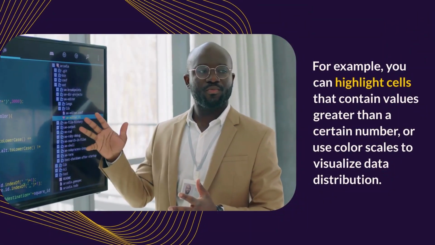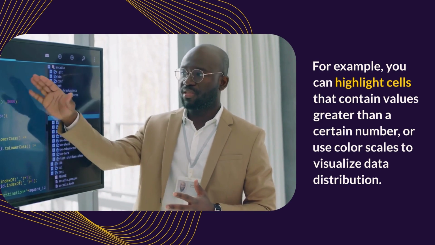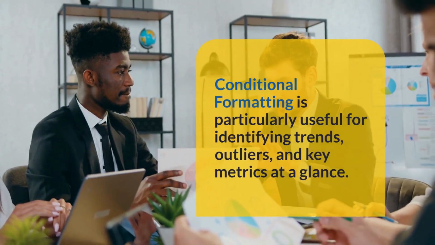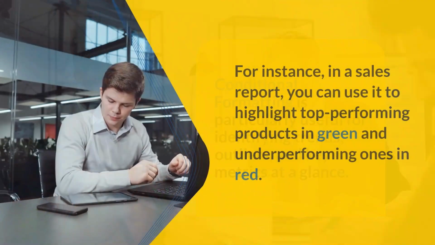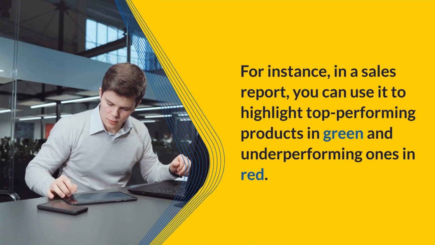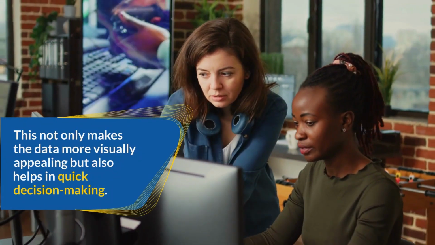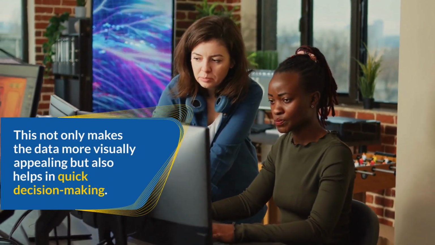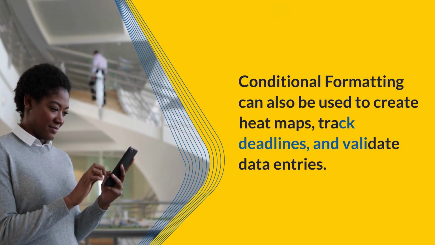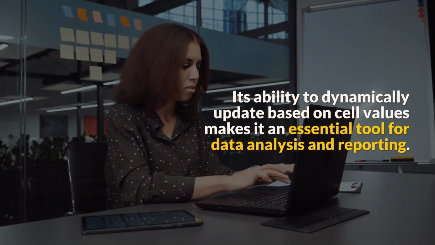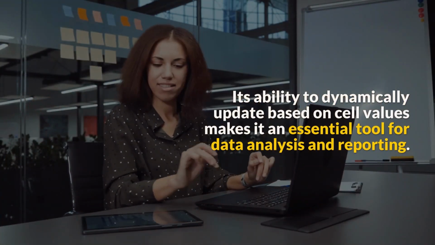For example, you can highlight cells that contain values greater than a certain number, or use color scales to visualize data distribution. Conditional formatting is particularly useful for identifying trends, outliers, and key metrics at a glance. For instance, in a sales report, you can use it to highlight top-performing products in green and underperforming ones in red. This not only makes the data more visually appealing but also helps in quick decision-making. Conditional formatting can also be used to create heat maps, track deadlines, and validate data entries. Its ability to dynamically update based on cell values makes it an essential tool for data analysis and reporting.